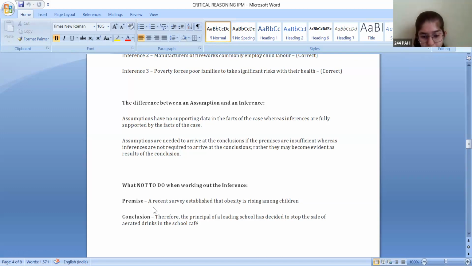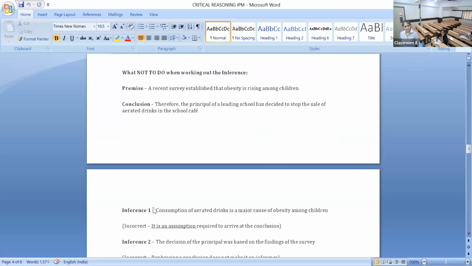Yes. Okay, perfect. So let's see this, what not to do when working out the inference. Rahul, can you read out this part, please? Premise, conclusion, and let's identify. Adish, you will tell the incorrect ones. Okay, Rahul will read. A recent survey established that obesity is rising among children. Conclusion. Therefore, the principal of a leading school has decided to stop the sale of aerated drinks in the school cafe. Perfect. So, Adish, if you just tell us why is it incorrect?